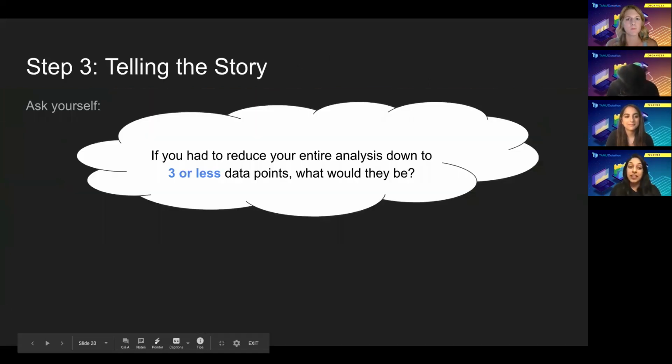And then the last step, step 3, is telling the story. After you do a whole analysis and find some really interesting stuff, you have to explain it to key stakeholders in a way that they can break it down and figure out what the key takeaways are. So what I like to do is ask myself, if I had to reduce my entire analysis down to 3 or fewer data points, what would they be?